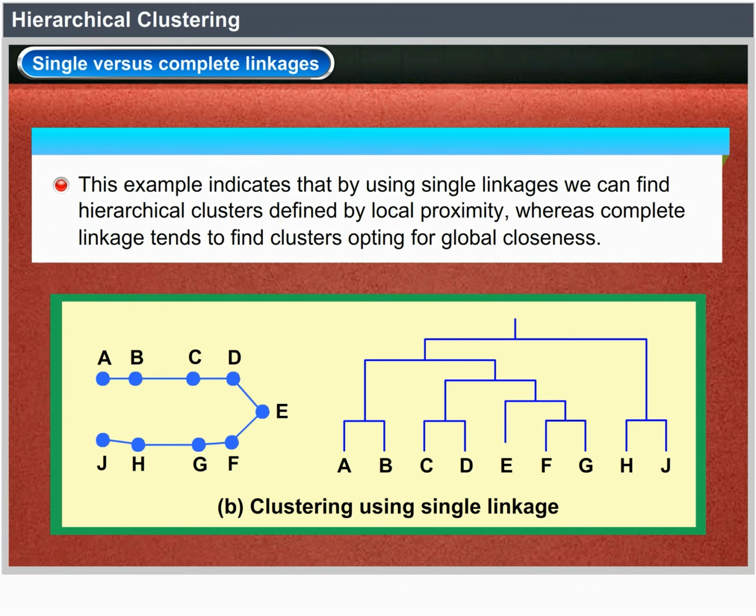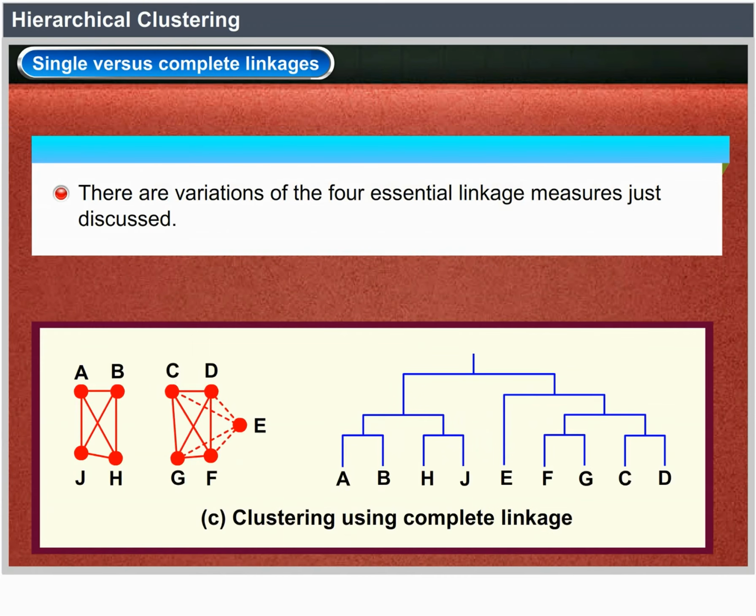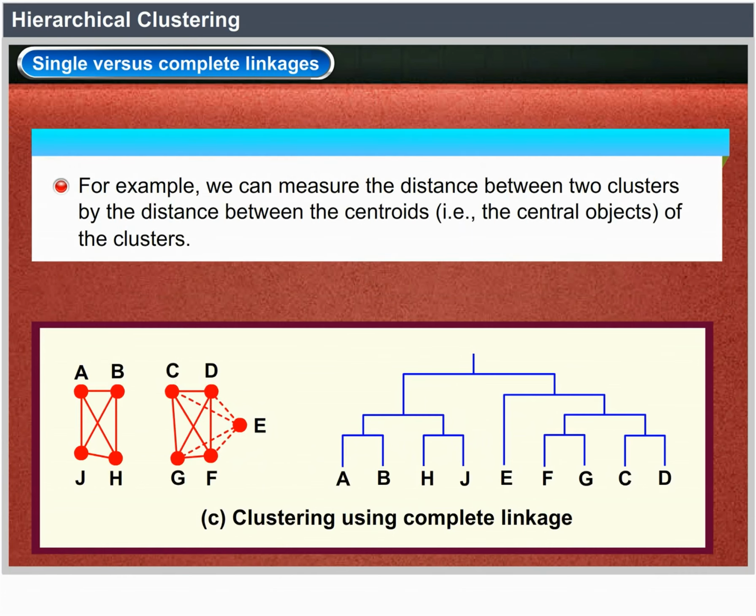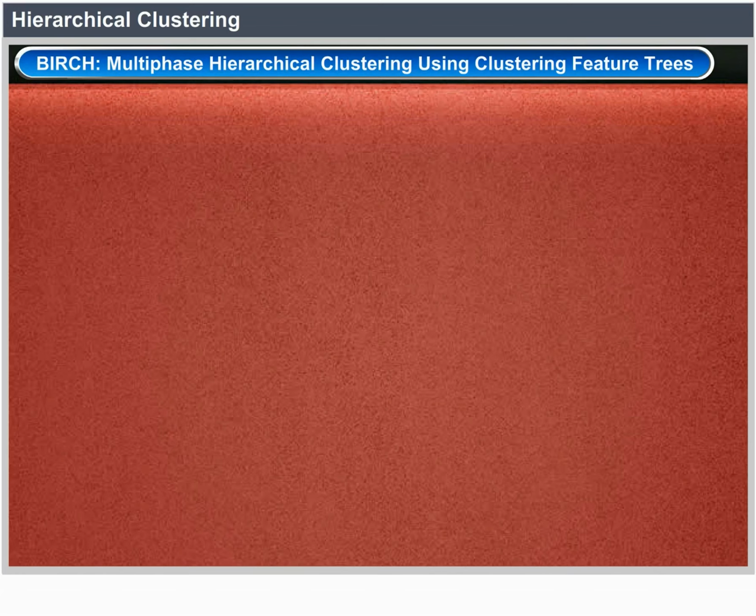There are variations of the four essential linkage measures just discussed. For example, we can measure the distance between two clusters by the distance between the centroids, that is, the central objects of the clusters. BIRCH, multi-phase hierarchical clustering using clustering feature trees.